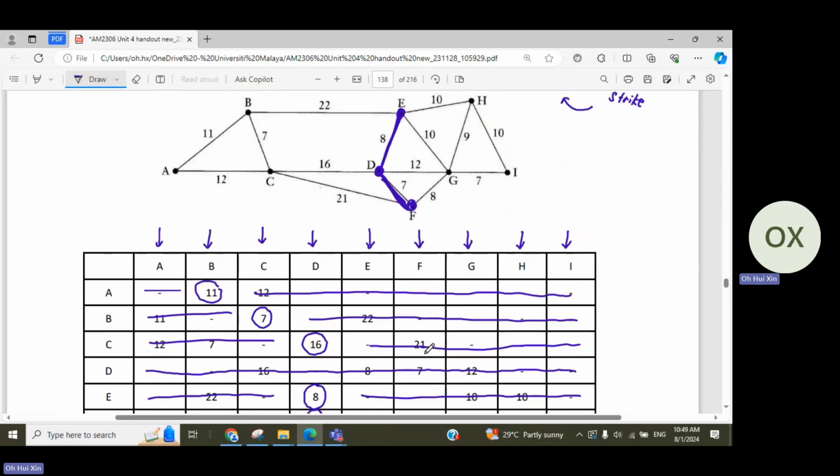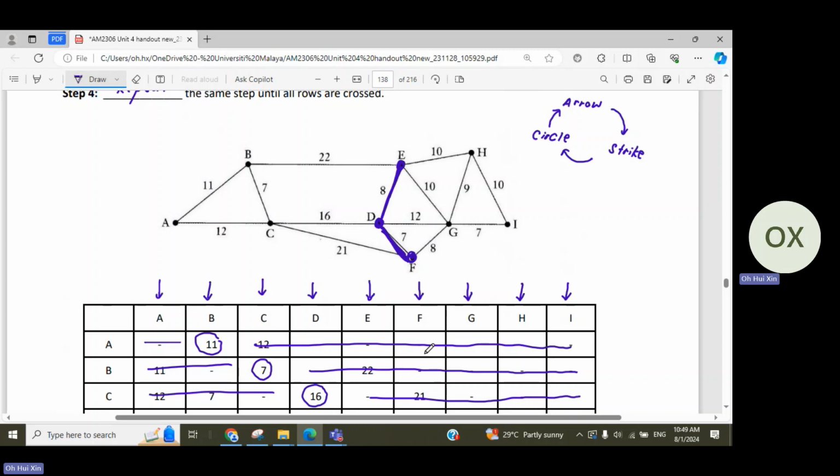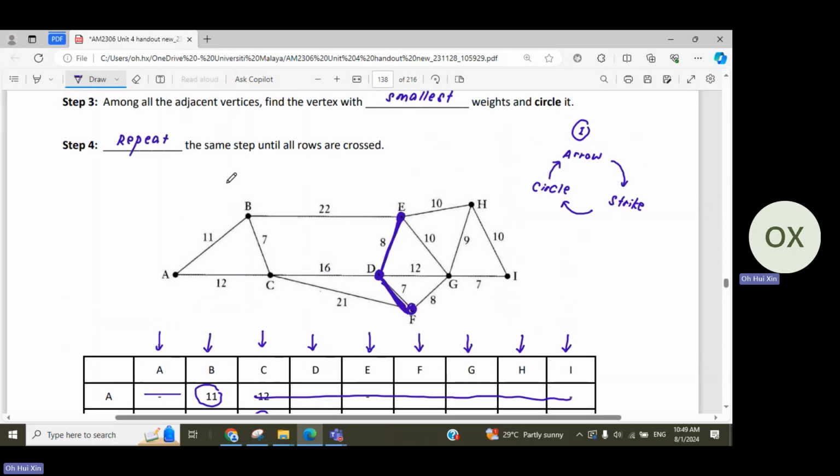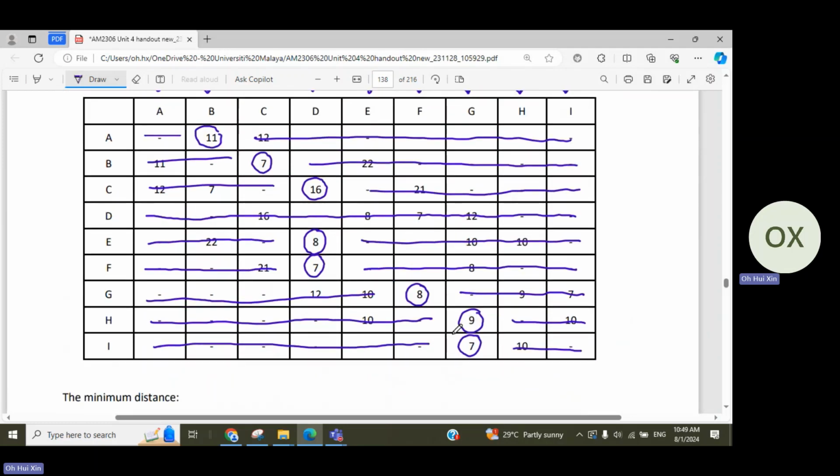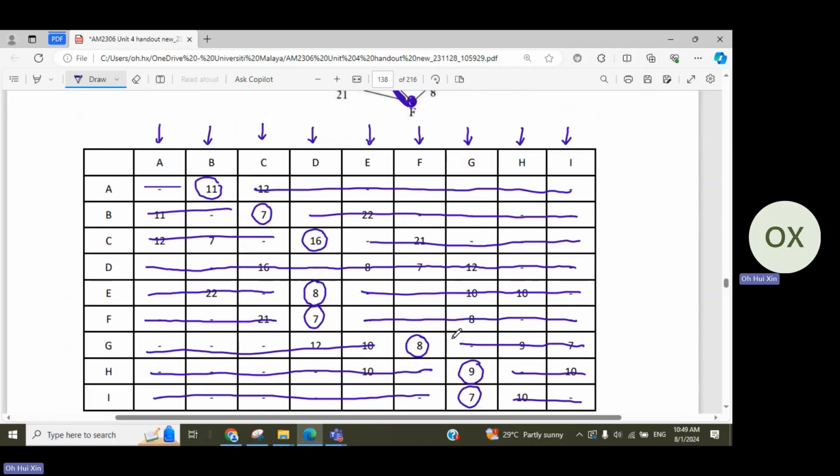Okay, so you see, right, because you are circling this, then after that strike through, right? So your steps will end when all the rows are struck off. Okay, so that's why you can see that the entire A is struck off, then all your rows are already struck off, then that's the end for your algorithm.